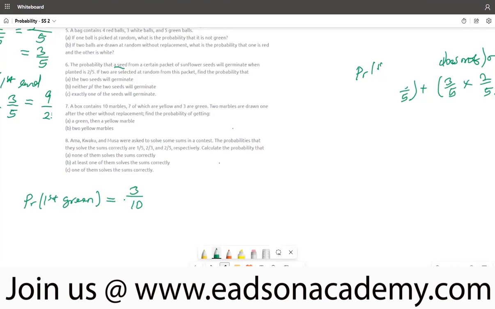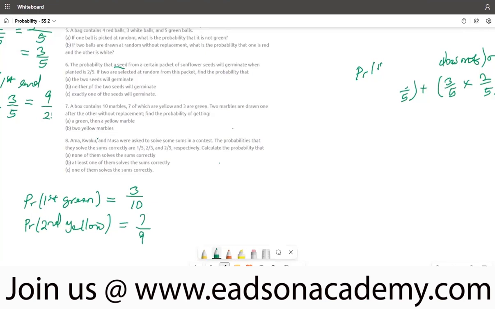Now that marble is not replaced, and you go and draw another one again. The probability that it's going to be a yellow, okay? Because the question says the probability of getting a green, then a yellow. That is another way of saying that the first is green, the second is yellow. The second to be yellow is equal to how many yellow do we have? 7. But the total number of marbles is no more 10 because you have drawn one in this first instance. So the total now becomes 9.